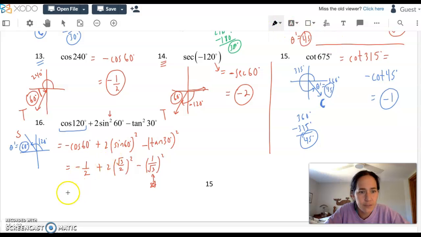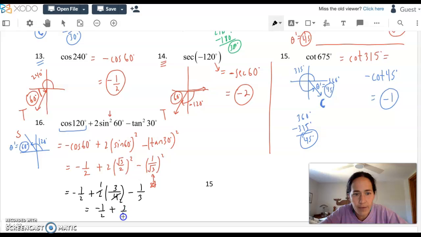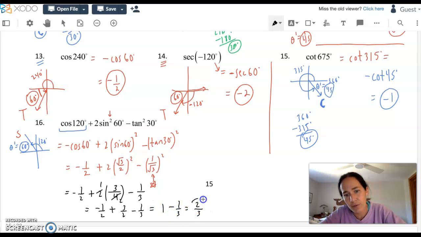All right, now time to simplify. So negative a half, that looks good. Plus 2, now just square this part. You square what's next to it. So square the square root of 3, you get 3. Square the 2 on the bottom, and you'll get a 4. Minus, I want to square this top and bottom. We'll have 1 over 3. So this is negative a half. We can cancel these. So plus 3/2 minus 1/3. And 1.5 minus a half gives you 1. Minus 1/3 should be an exact value of 2/3.